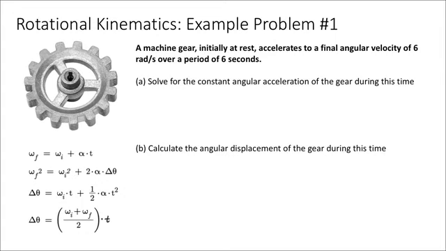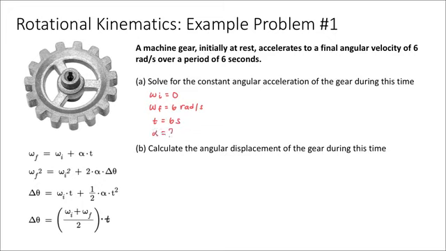As always, when solving problems, it's a good idea to list the given information before proceeding. In this case, we're told that the gear is initially at rest, and so I know that the initial angular velocity of the gear will be 0. In other words, the gear is not rotating at the beginning of this time period. We also know that the final angular velocity is going to be 6 radians per second. And we're told that this all happens during a time period of 6 seconds. And we're solving for alpha, the angular acceleration of the gear.